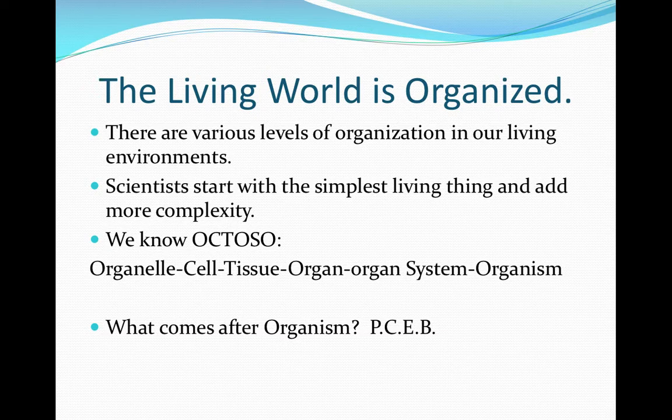So basically the living world is organized into different levels. And the first bullet says there are various levels of organization in our living environments. Second bullet, scientists start with the simplest living things and add more complexity.